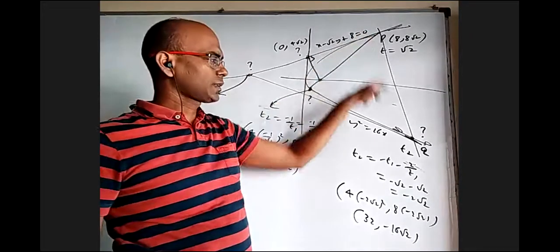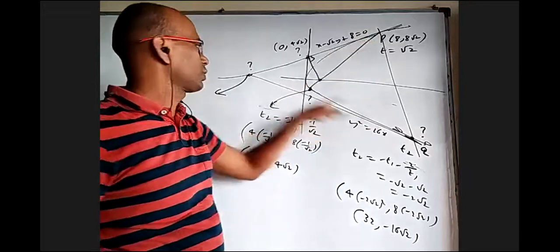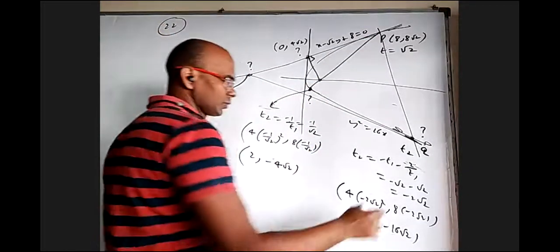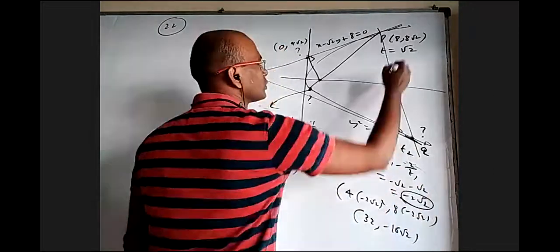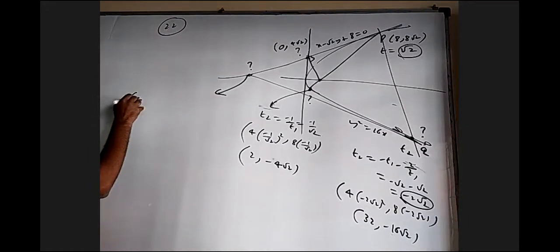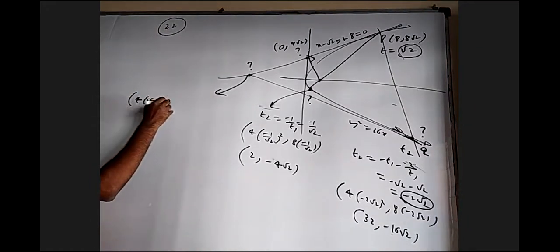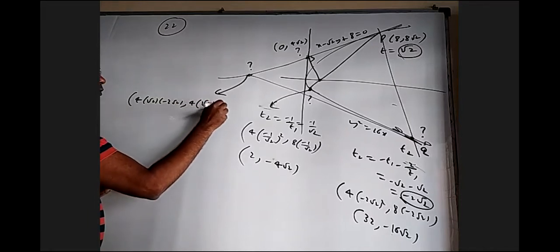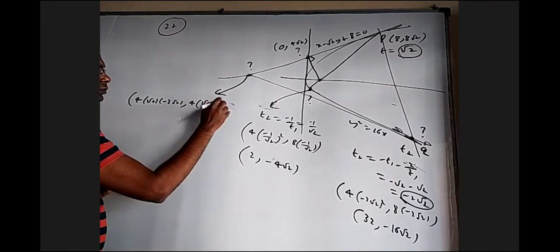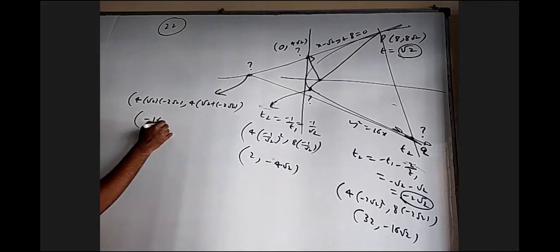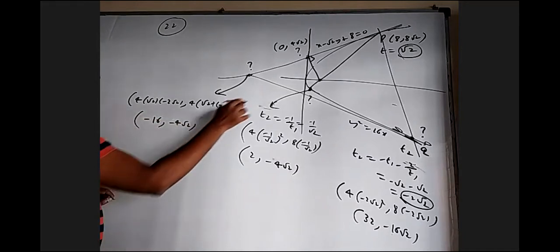The normal at P intersects the parabola at Q, and at P and at Q draw tangents. What is that point? Formula is (a t1 t2, a into t1 plus t2). This is minus 2 root 2, and this t is root 2. So a t1 t2: 4 into root 2 into minus 2 root 2. a into t1 plus t2: t1 plus t2 is minus root 2. So this is minus 16 comma minus 4 root 2.